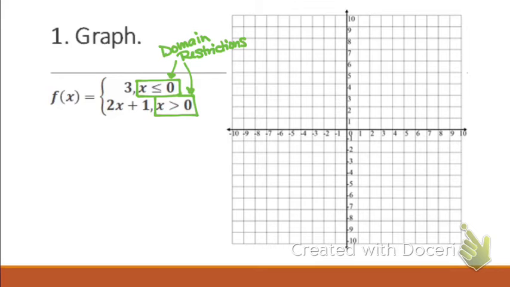When I look at these domain restrictions, this one says x is less than or equal to 0. This one says x is greater than 0. So I have a dividing line between these two functions right at x is 0. So I'm going to sketch that in for myself to divide these two out.